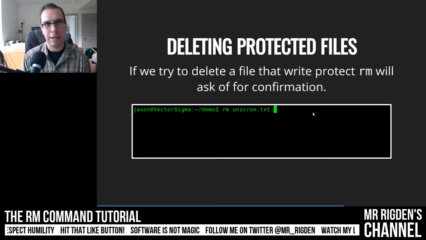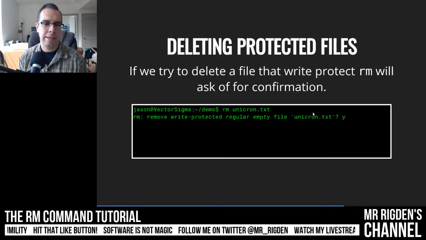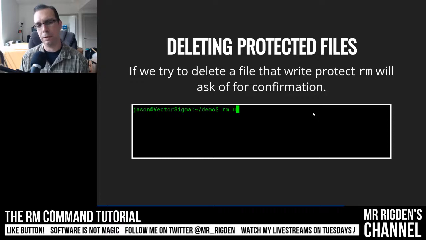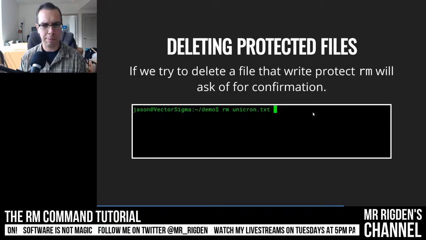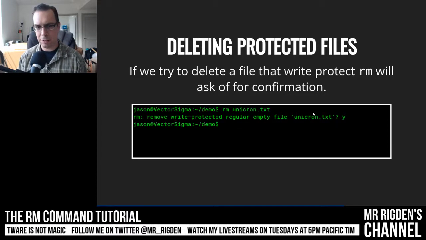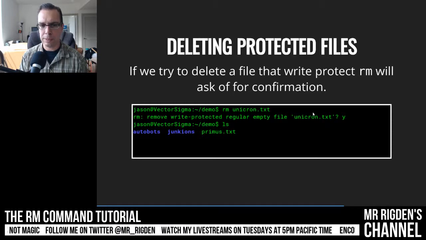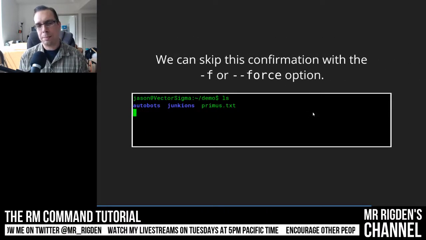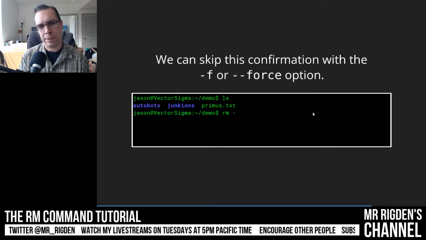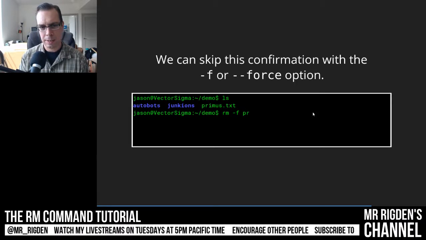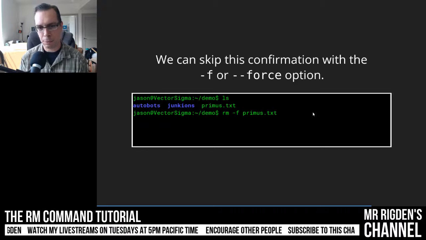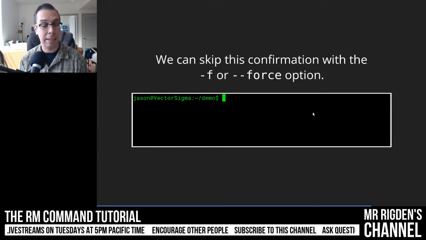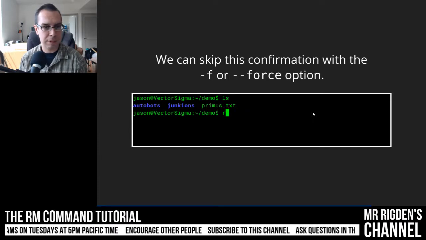Deleting protected files. Some files will have protections on them, and as long as you're authorized to, you can remove them. It will ask you, do you really want to do that? So here we are removing, I believe, the Unicron file. It'll say it's write protected, and ask do you really want to remove it? We say yes, and it's removed. You can skip this with the -f or --force option. That will just automatically say yes for you. So as you can see, the premise is being deleted. There's a write protected file, and it does not ask us because we forced it. Just delete whatever we want.